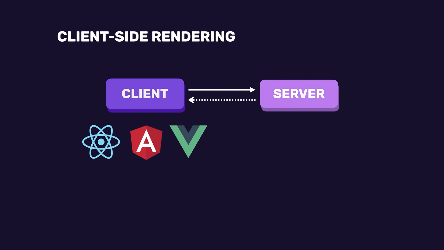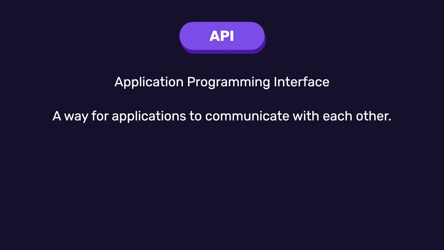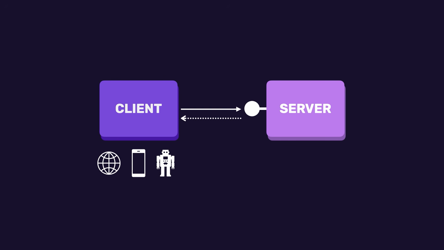Now, this type of interaction, where the server provides raw data instead of a full page, is made possible through something called an API. An API, or Application Programming Interface, is simply a way for applications to communicate with each other. In this case, the backend exposes an API, and the frontend, which can be built with React, Angular, Vue, or other frameworks, consumes it to render web pages. But APIs aren't just for front-end applications. Other applications like mobile apps and even AI agents, which are getting very popular these days, can consume APIs to retrieve and process data.